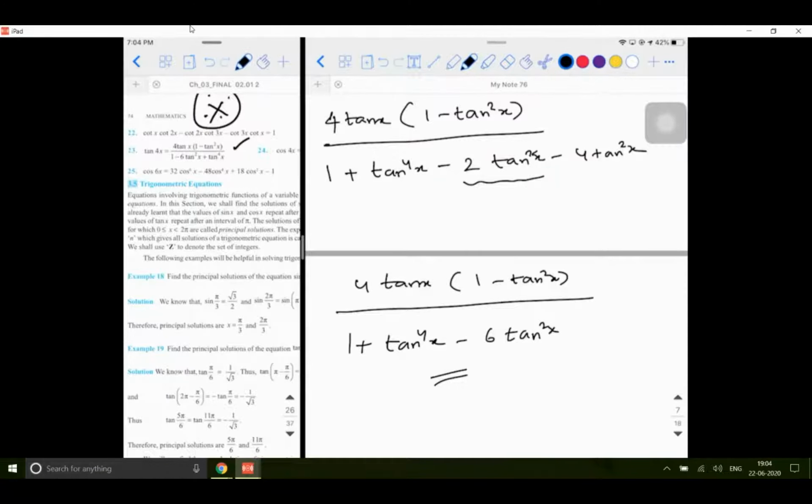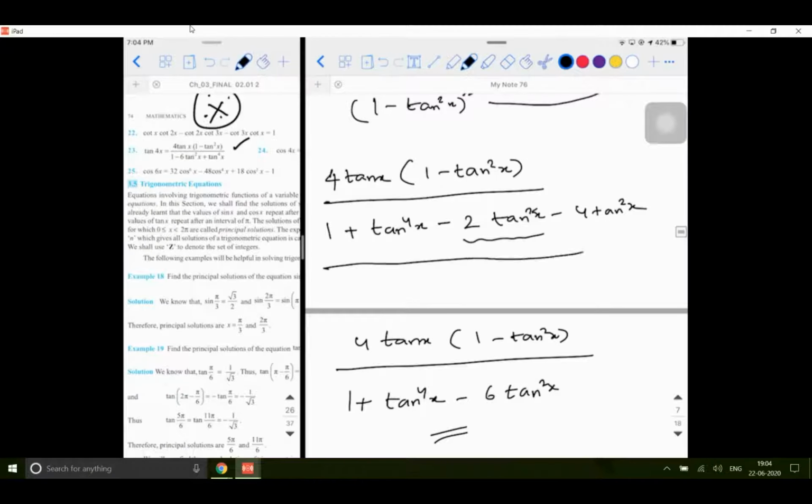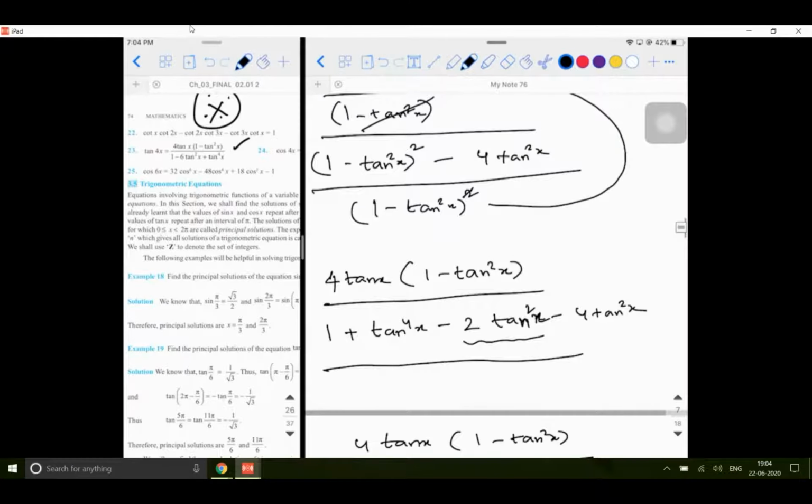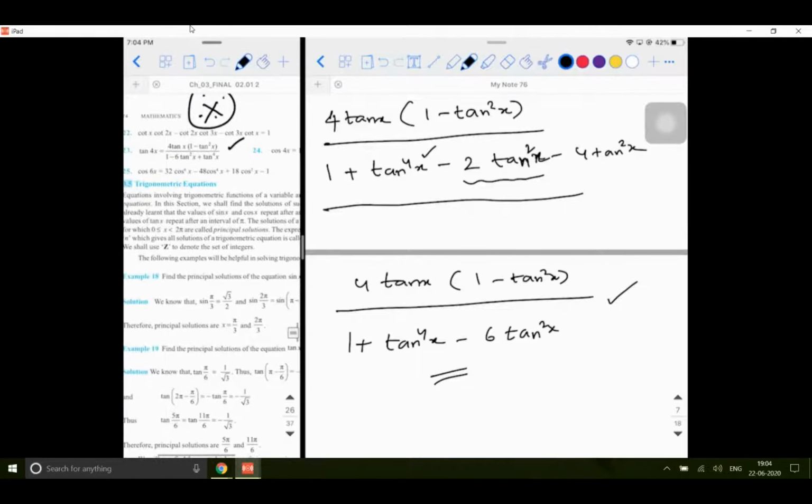Tell me, the denominator in the previous step. This one? It's 2 tan square. See, I expanded this. A minus b the whole square: a square plus b square. So b square is nothing but tan square x the whole square. That is why tan power 4x minus 2 into a into b. A is 1, b is tan square x. That is why 2 tan square x. Is it clear?